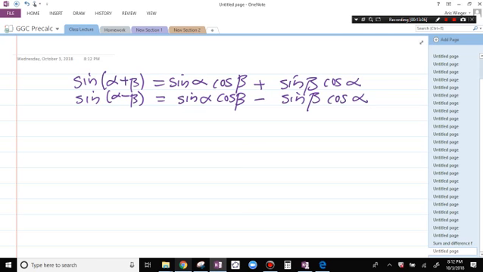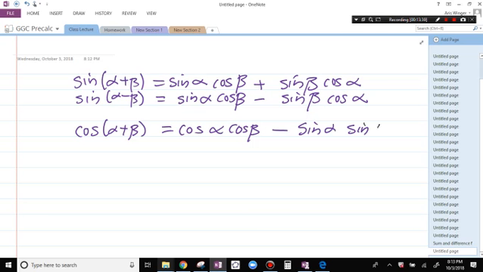Then we'll do one for cosine. If you want to prove the formula for cosine, it's very similar. You construct this rectangle and go through a very similar argument like I just did. So cosine alpha plus beta is equal to cosine alpha cosine beta minus sine alpha sine beta. And then cosine alpha minus beta is cosine alpha cosine beta plus sine alpha sine beta.